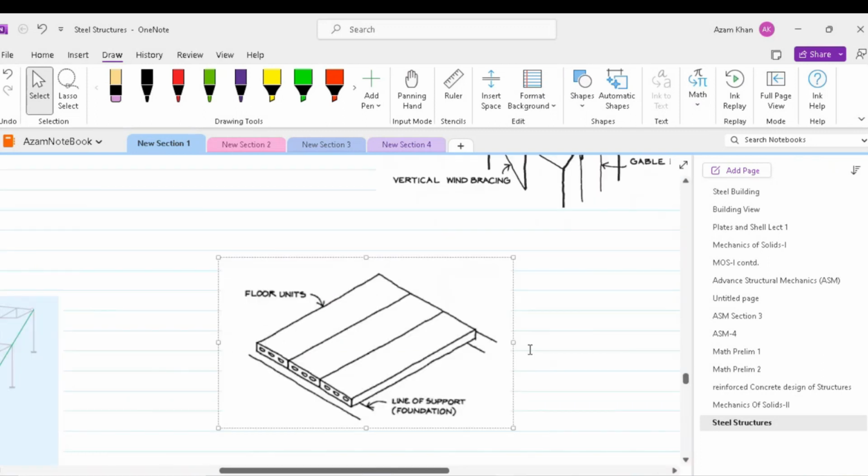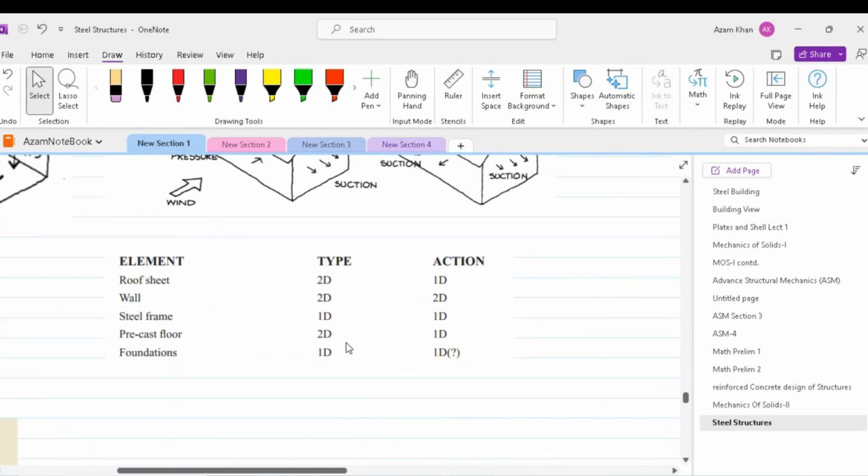Next element is the precast concrete floor. The precast concrete floor units are two-dimensional. However, they span in one direction and hence their action is also limited to one dimension. Therefore, the precast floors in this table are shown as a two-dimensional type. However, their actions are one-dimensional.